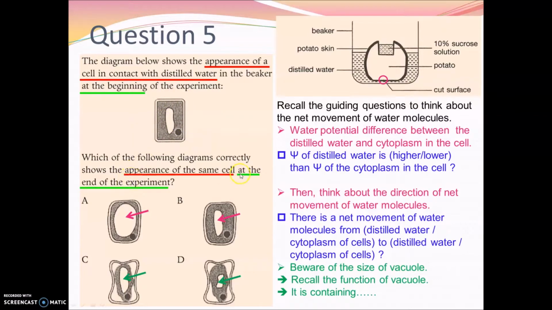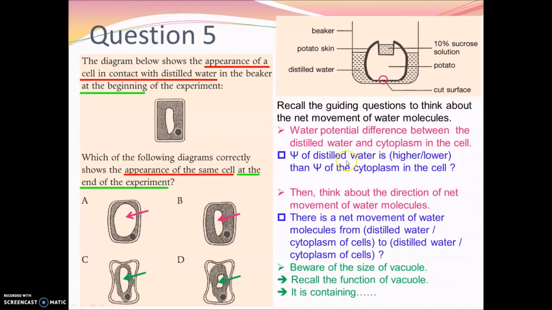So at the end of the experiment, when the cells keep contact with the distilled water, what should it be? The question is about the water potential difference between the distilled water and the cytoplasm in the cells. The water potential of the distilled water is the highest, right? So when we compare it with the water potential of the other solution or the cytoplasm, I think you should know the answer.